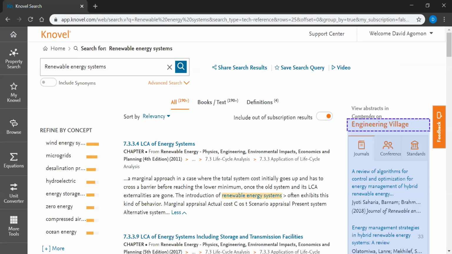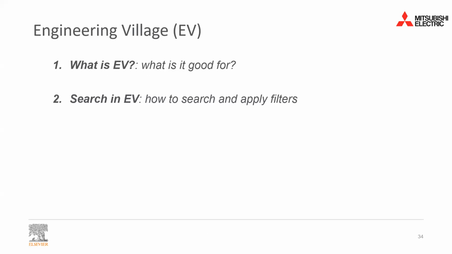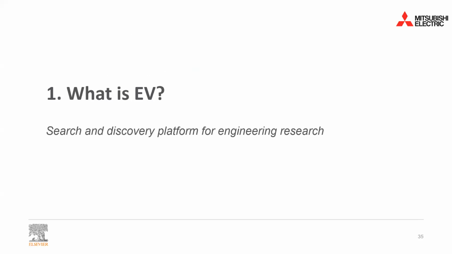So if you remember, first in Knovel, I told you that here on the right side, we have the Engineering Village portal. So if you click on that, you will go directly to Engineering Village. And Engineering Village is a little bit different. Knovel is a data platform where you can find books to read or equations to use, while Engineering Village is a discovery platform to discover what journals you might be interested in. So we're going to see what EV is and what it is good for, and we're going to see the types of searches in EV. As I said before, it's a discovery platform for engineering research.